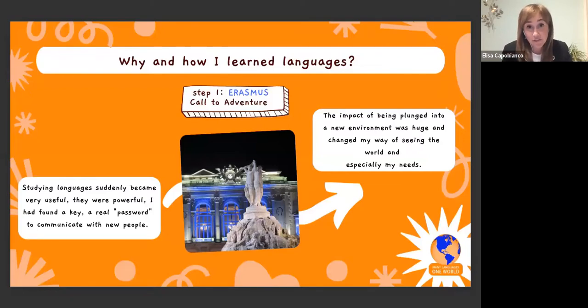But everything changed when at university I decided to take part in the Erasmus program. And so my first step, my first act, the call to adventure, started in Montpellier in the south of France, in a really lovely place close to the sea. And suddenly studying English and studying French became useful. I mean, I started to speak with people, and language became really like a passepartout to communicate with new people. So my Erasmus was really a powerful experience and changed my way of looking at life, and mostly changed my interests. Okay, next slide, please.